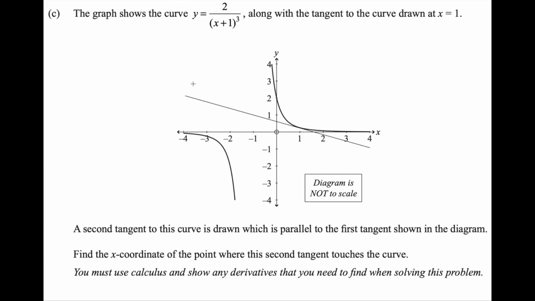Okay, question C. The graph shows the curve y equals 2 over (x plus 1) cubed along with the tangent line to the curve drawn at x equals 1. A second tangent to this curve is drawn which is parallel to the first tangent. So find the x coordinate of the point where this second tangent touches the curve. So parallel to the first tangent actually means the same gradient.